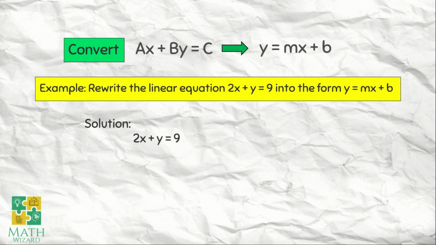Mapapansin mo, sa form na y is equal to mx plus b, si x at ang kanyang coefficient ay nasa right side ng equation. Ang gagawin natin, para maging into the form or into slope-intercept form siya, yung 2x, imumove natin sa right side of the equation or itatranspose natin. Kaya, it becomes y is equal to negative 2x plus 9. Since positive siya sa left side, nang itranspose siya sa right side ng equation, naging negative 2x.